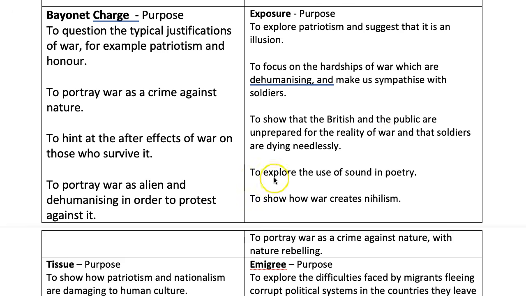Exposure, as you know, explores the use of sound in poetry, and I wouldn't say that was the purpose of Bayonet Charge, but you will also see it, especially in that phrase, the bullets smacking the belly out of the air. So we've got quite a lot of alliteration and sibilance that does a fine job of recreating sounds. So you'll be able to write about the kind of soundscape of the poem.